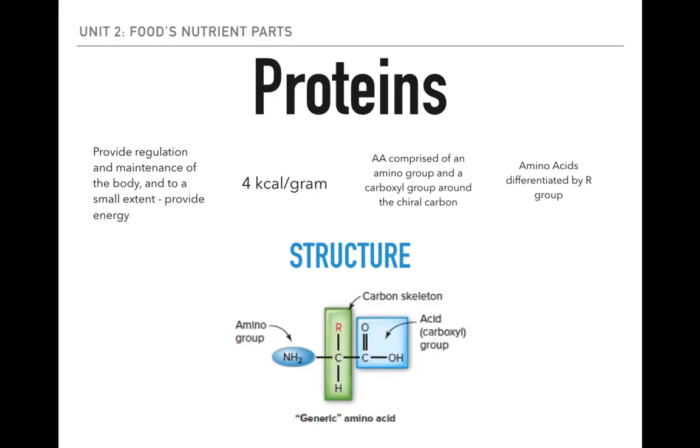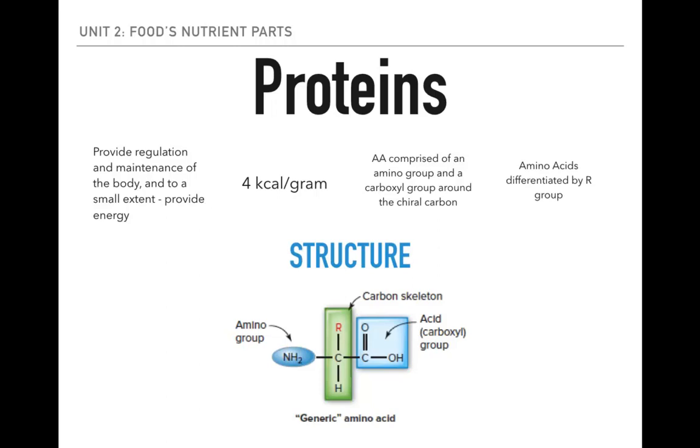Like carbohydrates, protein yields 4 calories per gram, and proteins are comprised of amino acid building blocks, the arrangement of which determine the shape and function of the eventual protein. Each amino acid looks the same from the neck down. It's got a carboxyl group, an amino group containing nitrogen, and a hydrogen surrounding what we call a chiral carbon there in the middle. The fourth binding site to this carbon is where the R group lives, and there are 20 different R groups making 20 different amino acids.